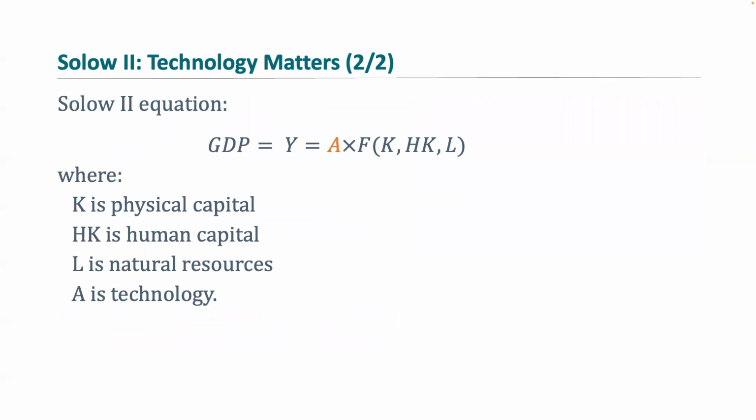So the Solow 2 equation changes our production function just a little bit. It takes GDP, which is going to be our function, and it's equal to A times the function of K, HK, and L. Now, K is still physical capital, HK is still human capital, and L is still natural resources, but we are taking into account this new variable, A, that is technology.